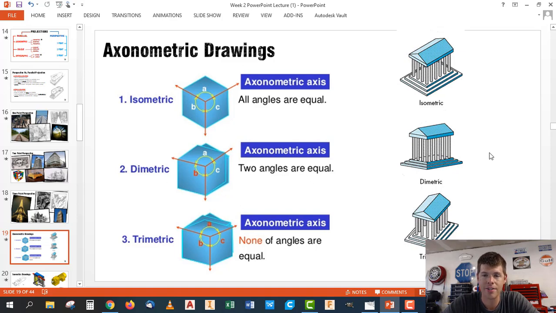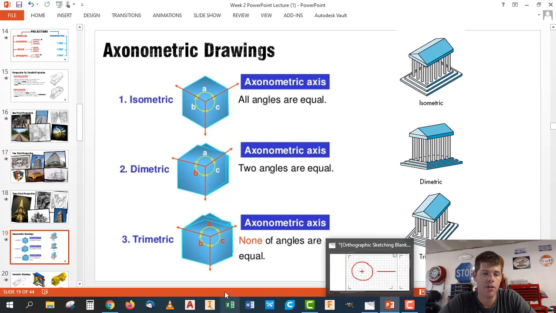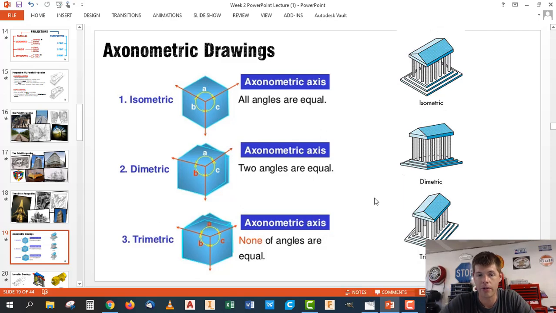For a dimetric drawing, it's the same thing, it's just rotated slightly. So for a dimetric drawing, two angles are equal. So in this case, you can see angles A and C are equal and B is different. So we've taken that drawing and we've just rotated it slightly. And then if you take it and you rotate it again another direction, you get what's called a trimetric, where none of the angles are the same. So you've just basically rotated it to some arbitrary configuration. And so that's what it would look like. That's called a trimetric view. So all of these are axonometric views, but the one we decided to use as engineers is the isometric.